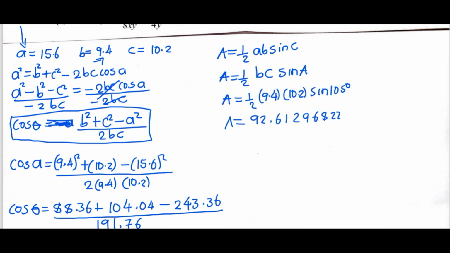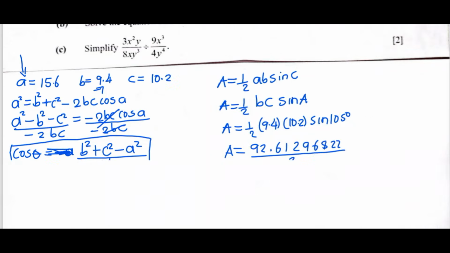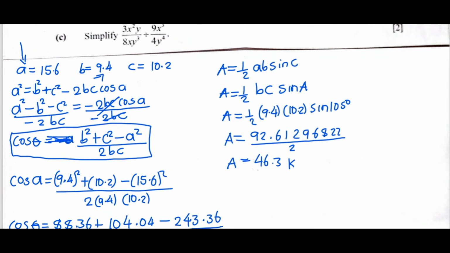92.61296822 over 2, then divided by 2, so I'm getting 46.3. What are the units? So the units are kilometers, so say kilometers squared. So this is our area.